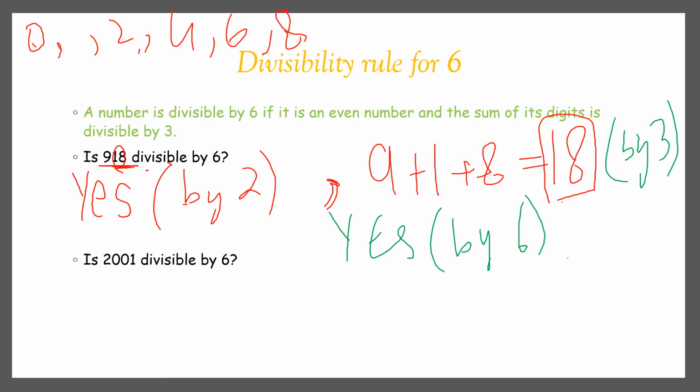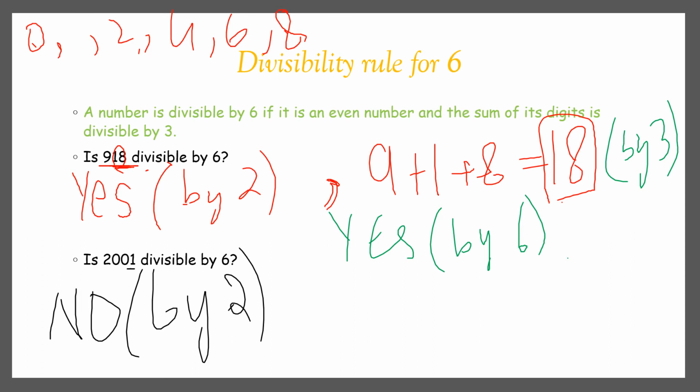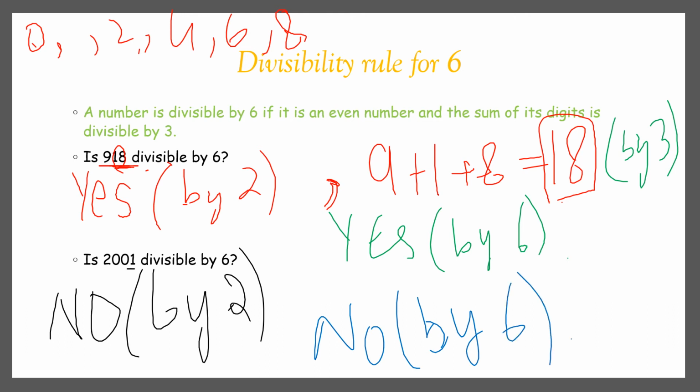Now let's see this case. It is not an even number because the last digit here is 1. So it cannot be divided by 2. If it cannot be divided by 2, then it is also not divisible by 6. We don't even need to check the divisibility of 3, because if it is not divisible by 2, then it cannot be divided by 6.